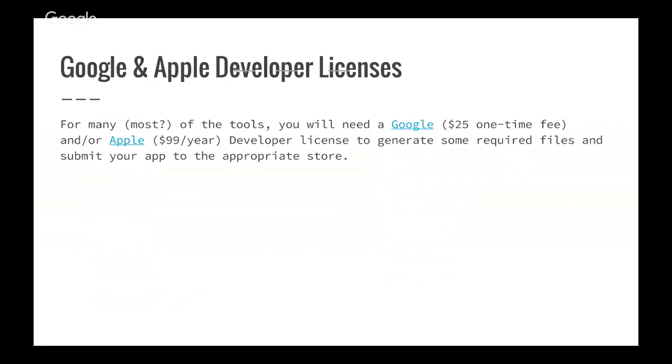So in addition to whatever monthly or annual fees you have to pay for some of the tools, you'll also have to remember that you have to pay a one-time $25 fee to Google to sign up for a developer license, and then $99 per year with Apple to have a developer license with them. And again, these are clickable links in the presentation, which we'll give you access to after the presentation's over.